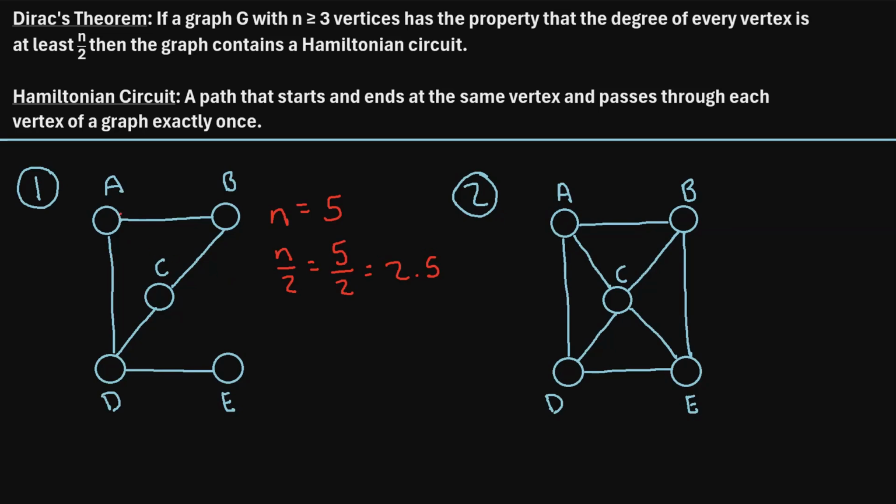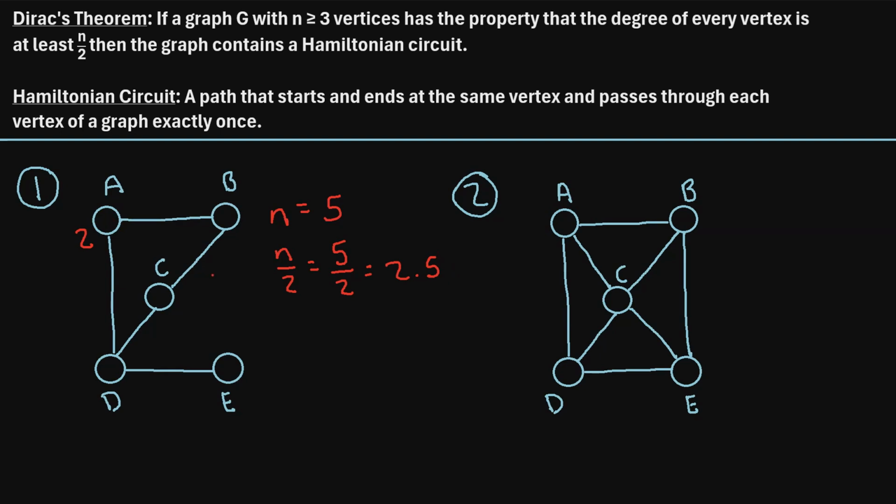Now recall that the degree of a vertex is just the number of edges that are connected to the vertex. So for example, if we look at vertex A, we can see that there are 2 edges connected to it. So vertex A has a degree of 2. So right away we can tell that this graph will not have a Hamiltonian circuit because already the first vertex that we checked does not have a degree greater than 2.5.